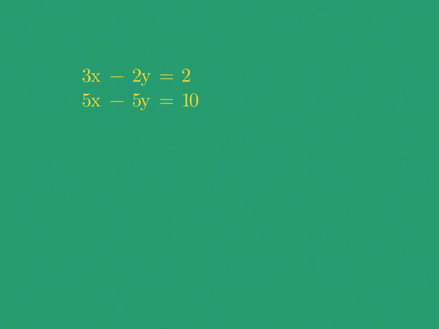So let me ask you this. What would be a number that you could change 3 and 5 into? Think about it like a common denominator. What's a number that you could change 3 and 5 into pretty easily? 15, right? Multiply 3 times 5, that's 15. 5 times 3 is 15. We could change the x's into 15s pretty easily, okay?